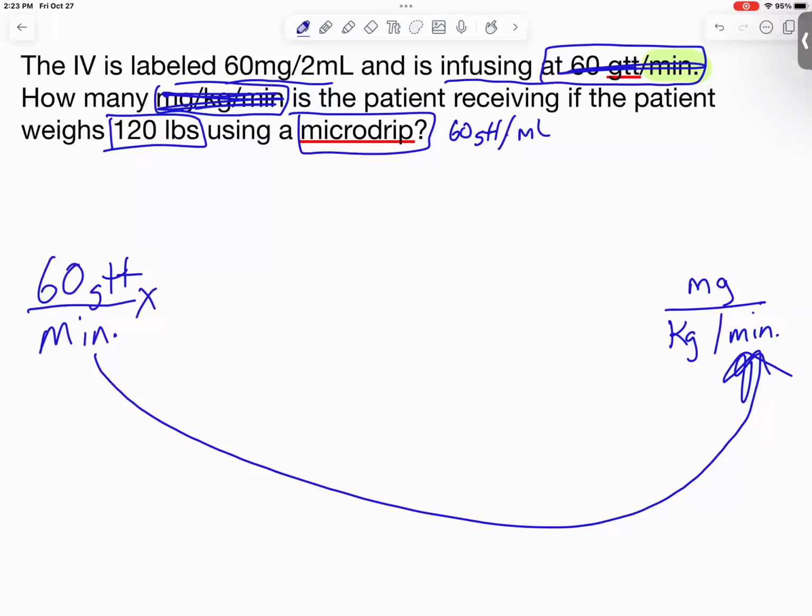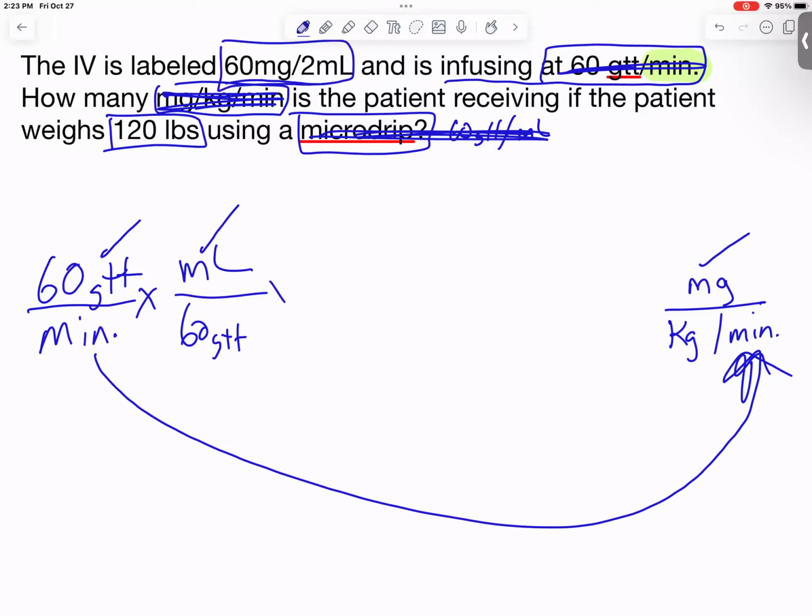So then I think, all right, how do I get milligrams and get rid of drops? Well, what else is in my problem? Well, I can use my micro drip to get rid of drops. So 60 drops in every milliliter. Cool. But I still have to get rid of milliliter and get to milligrams. So I look to my problem. Is there anything offered? And there is. 60 milligrams in 2 milliliter. Beautiful. And now I got rid of milliliters. My drops are gone. Now I have milligrams.